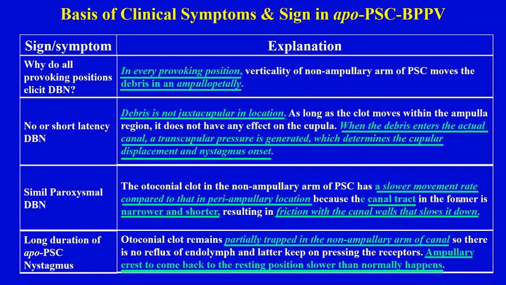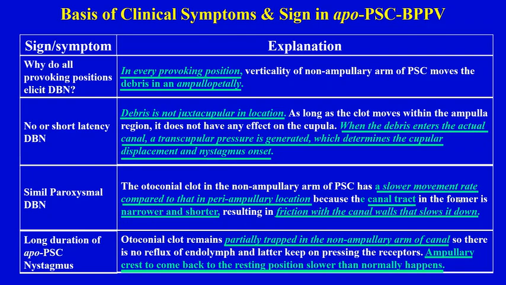In simul-paroxysmal downbeat nystagmus, the otoconal clot is in the non-ampullary arm of the posterior semicircular canal, which has a slower movement rate compared to the periampullary location because the canal tract in the former is narrower and shorter, resulting in friction with the canal walls that slows it down. Besides, this is an inhibitory nystagmus because of the ampullopetal deflection of the posterior cupula. That's why it has to be a slow crescendo decrescendo.